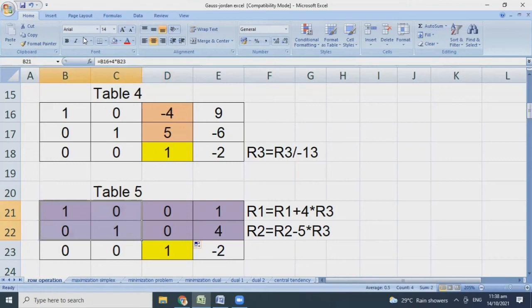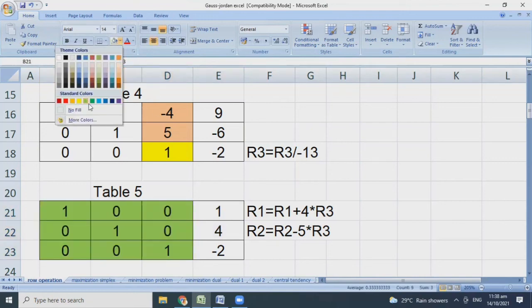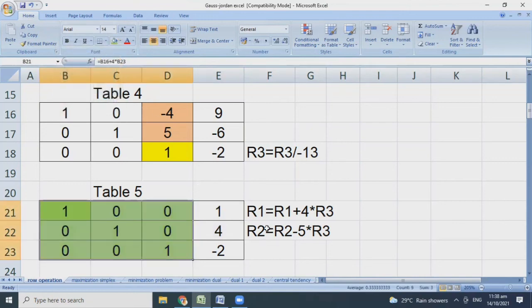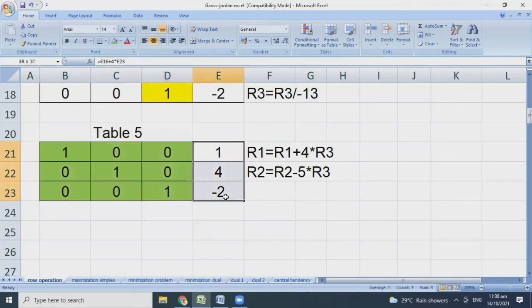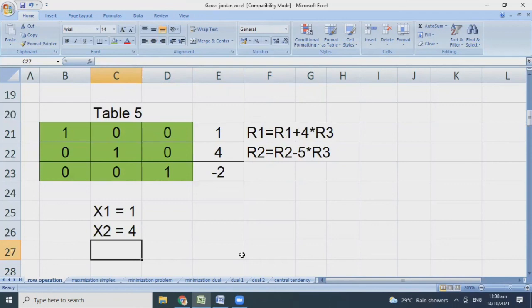Okay, so as you notice, we're done. We made what we're targeting for. So nagawa na natin ito na 100, 010, 001. Tapos may value na sa dulo. So, ayan yung value ni x sub 1, x sub 2, x sub 3. So, x sub 1 is equal to 1, x sub 2 is equal to 4, then x sub 3 is equal to negative 2. Final answer.